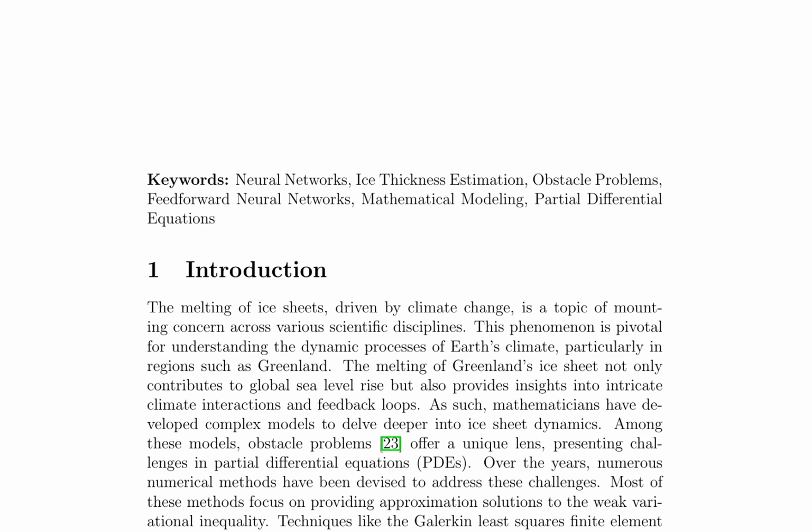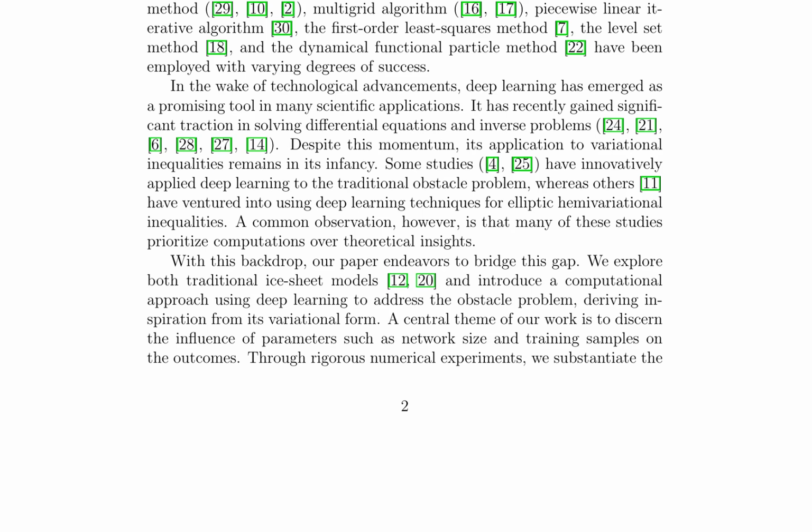In recent years, deep learning has emerged as a promising tool in scientific applications, including solving differential equations and inverse problems. Despite its growing popularity, its application to variational inequalities remains in its infancy. Some studies have applied deep learning to traditional obstacle problems, while others have explored deep learning techniques for elliptic hemi-variational inequalities. However, a common limitation of these studies is that they often prioritize computations over theoretical insights.